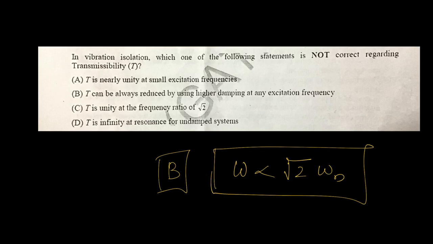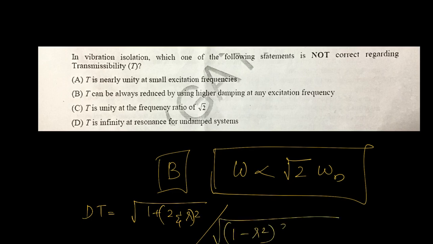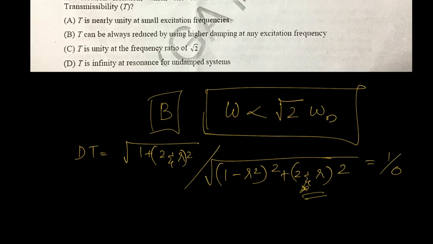Then T is infinity at resonance for undamped systems. It is infinity because that can be explained in a lot of ways. Let me write the formula for displacement transmissibility once again. This is the numerator and the denominator goes like this: (1 minus r square) whole square plus (2 zeta r) whole square. Since that is an undamped system, zeta is 0, so the second term cancels off to 0, and r equals 1 for the resonance condition. So that means you have 1 by 0, which effectively makes the displacement transmissibility assume a value of infinity.